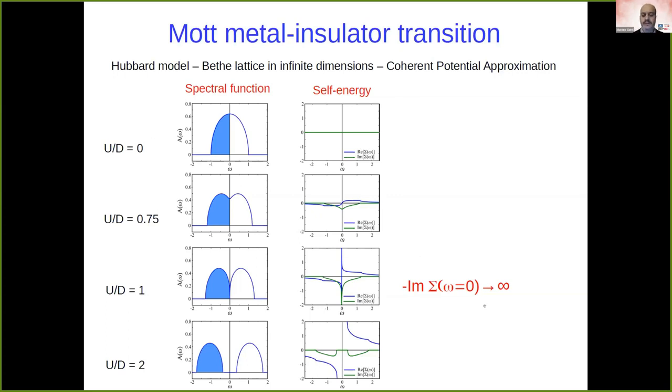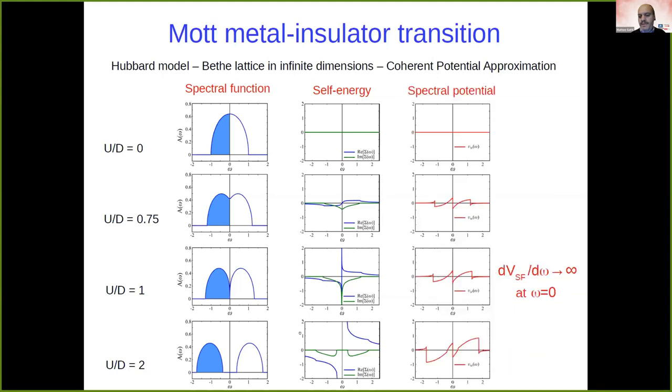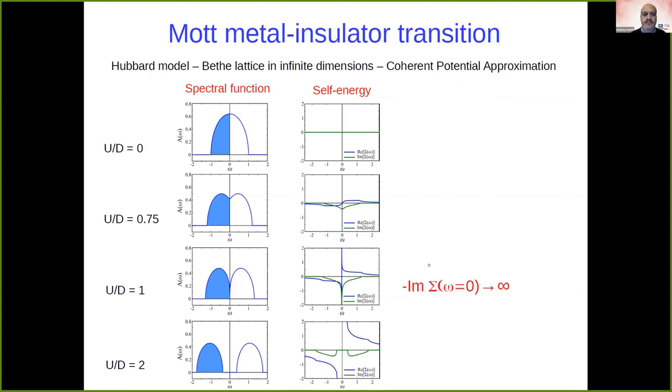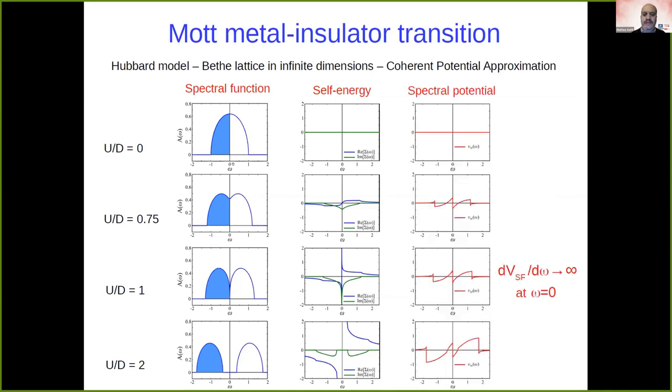Now, in our spectral potential, we don't have an imaginary part. So how is it possible that we are able to reproduce this metal-insulator transition in a Mott insulator? Of course, in the case of Kohn-Sham DFT, this is not possible. So in Kohn-Sham DFT, we would simply obtain a metal in all the regions. In the case of the spectral potential, this is possible, and it's possible because at the transition, the derivative of the spectral potential with respect to the frequency is diverging.